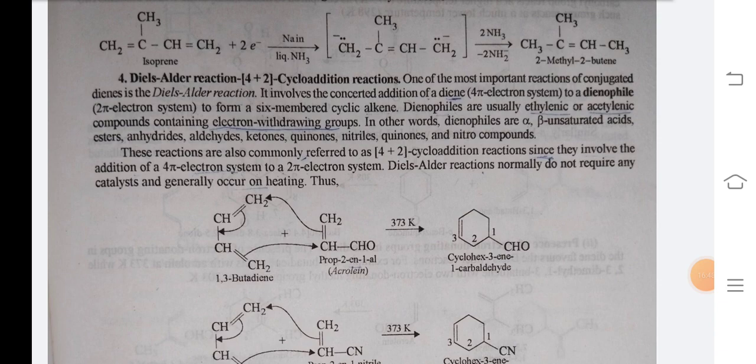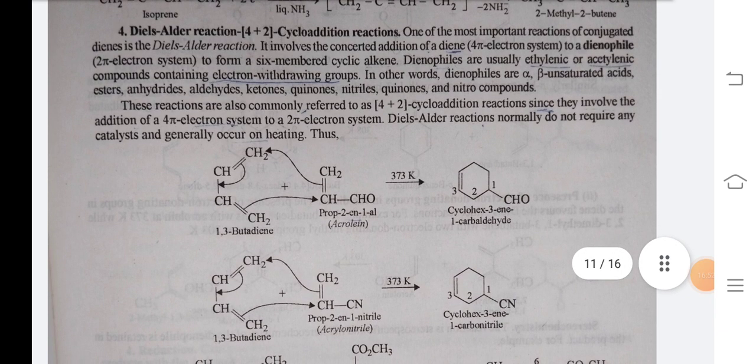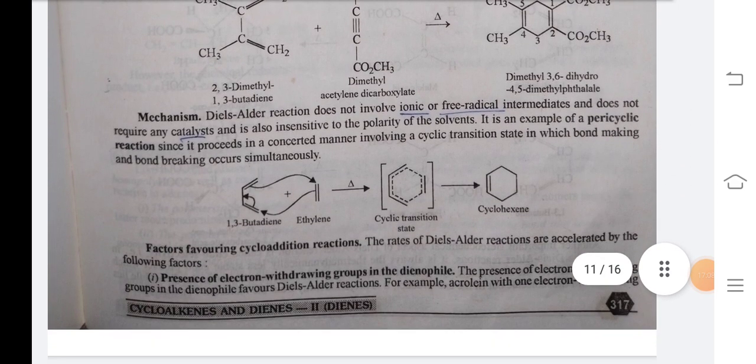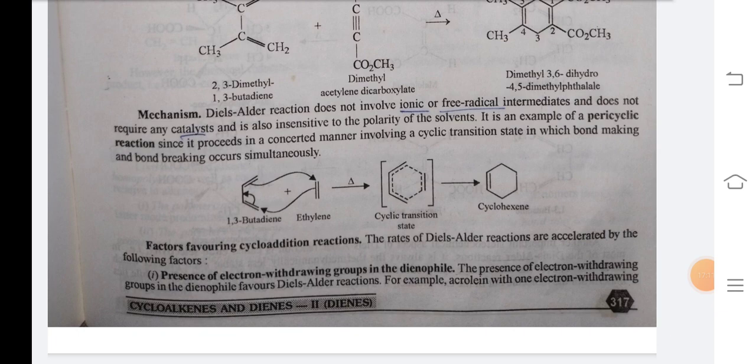These reactions are also commonly referred to as 4 plus 2 cycloaddition reactions since they involve the addition of a 4 pi electron system to a 2 pi electron system. Diels-Alder reactions normally do not require any catalyst and generally occur on heating. Mechanism: the Diels-Alder reaction does not involve ionic or free radical intermediates, does not require any catalyst, and is also insensitive to the polarity of the solvent. It is an example of a pericyclic reaction since it proceeds in a concerted manner involving a cyclic transition state in which bond making and bond breaking occur simultaneously.